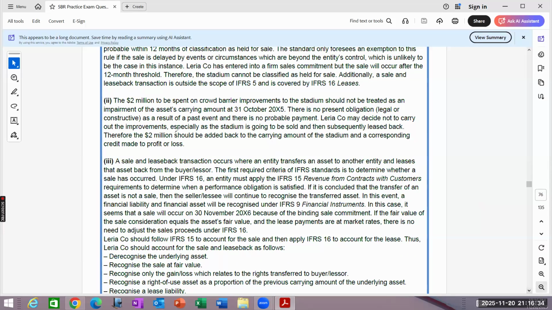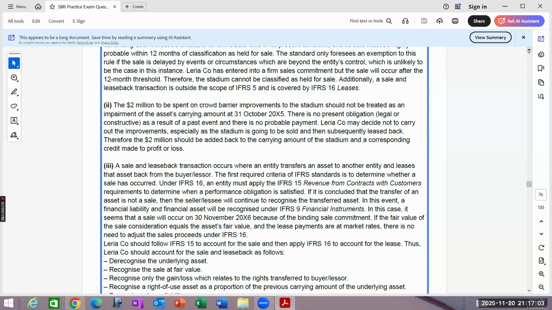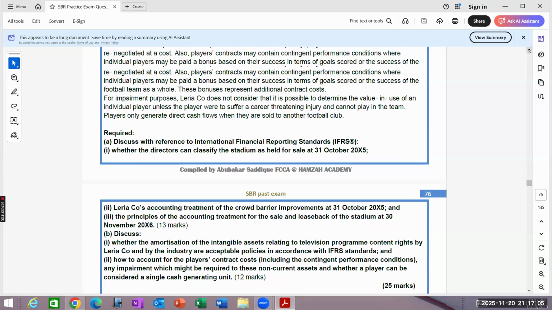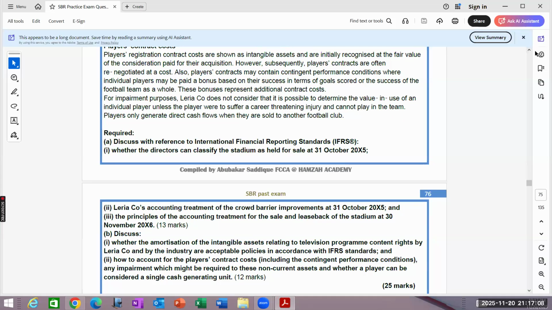And here you have the answer. It should not be treated as an impairment in the carrying amount, as there is no obligation, legal or constructive, as a result of a past event. So the way they have treated this future anticipated cost as a reduction in the carrying value of the stadium is totally wrong. That needs to be reversed.